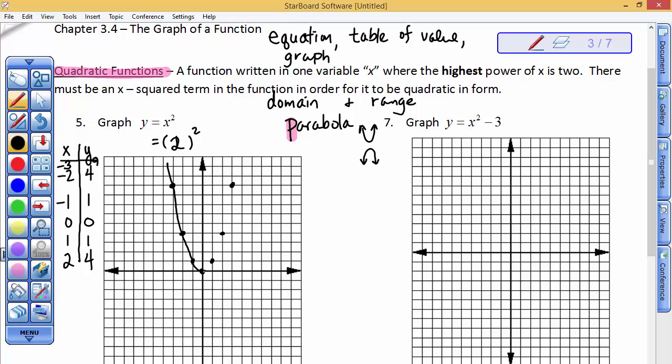And then don't forget that I could go on. I can put a 3 in here and get 9, and I can put a 4 in here and get 16, and I can put a 5 in here, and 5 squared is 25. So I can keep going and on up and on up and on up. So there's no limit on what I can put in. There is, however, a limit on what I can get out.